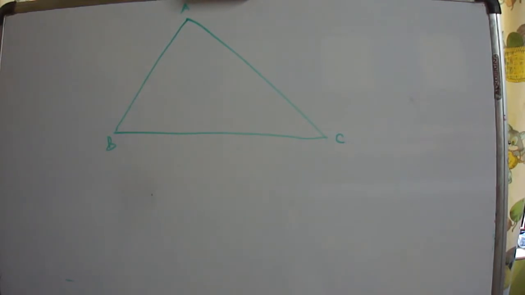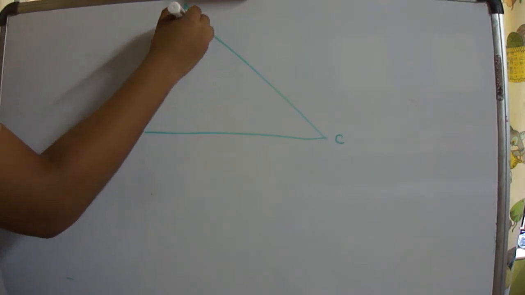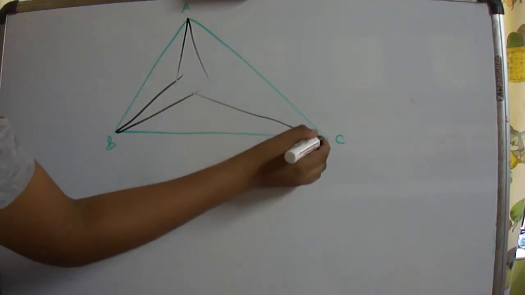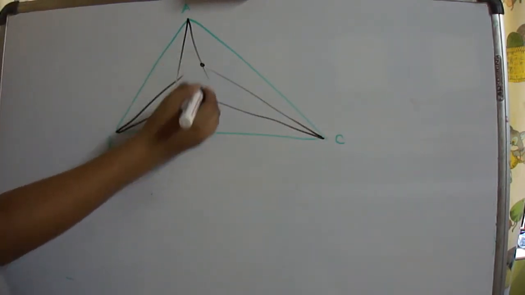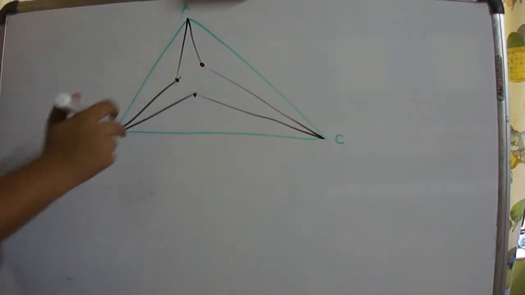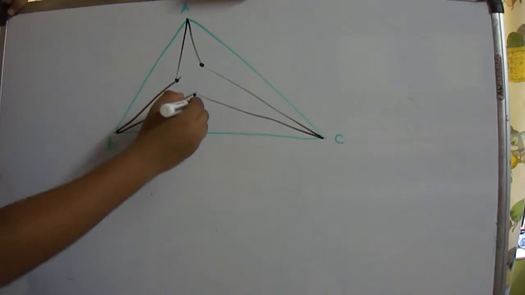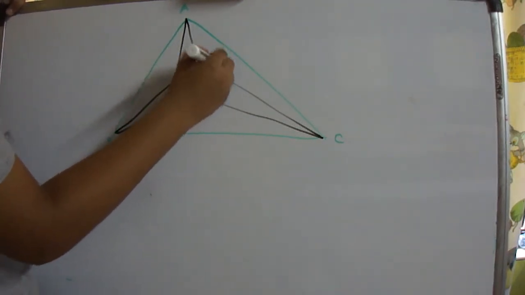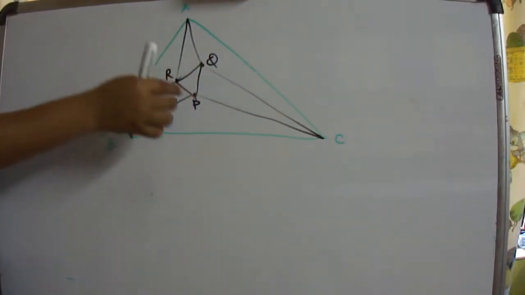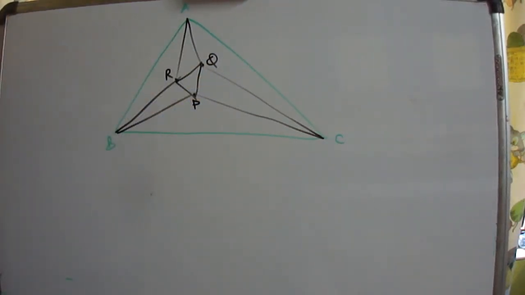and we have the angle trisectors. I will draw them with a different color. Angle trisectors. I'll erase these things. So these are the angle trisectors. Let them meet at P, Q and R. We must prove that this triangle PQR is equilateral.